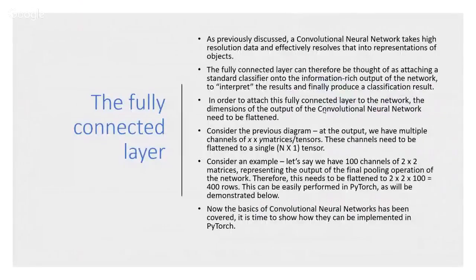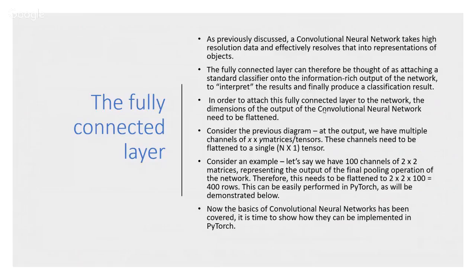As previously discussed, a convolutional neural network takes high resolution data and effectively resolves that into a representation of objects. The fully connected layer can therefore be thought of as attaching a standard classifier to the information-rich output of the network, to interpret the results and finally produce a classification. It's almost like a hierarchical way of learning outputs. In order to attach this fully connected layer to the network, the dimensions of the output of the convolutional neural network need to be flattened.